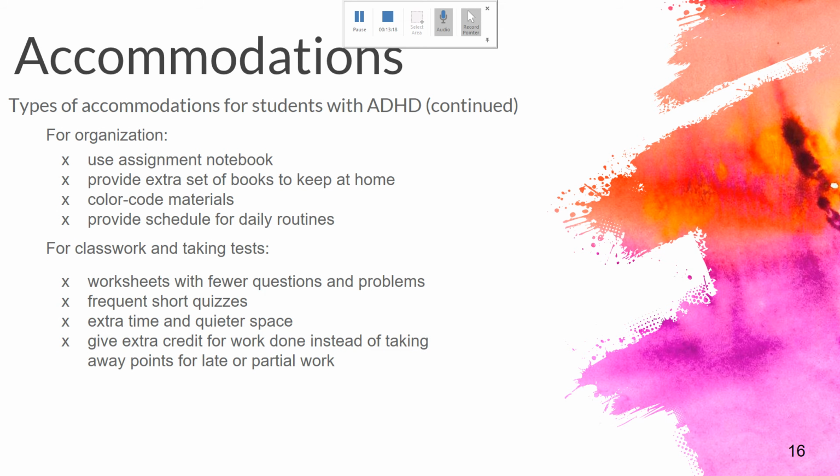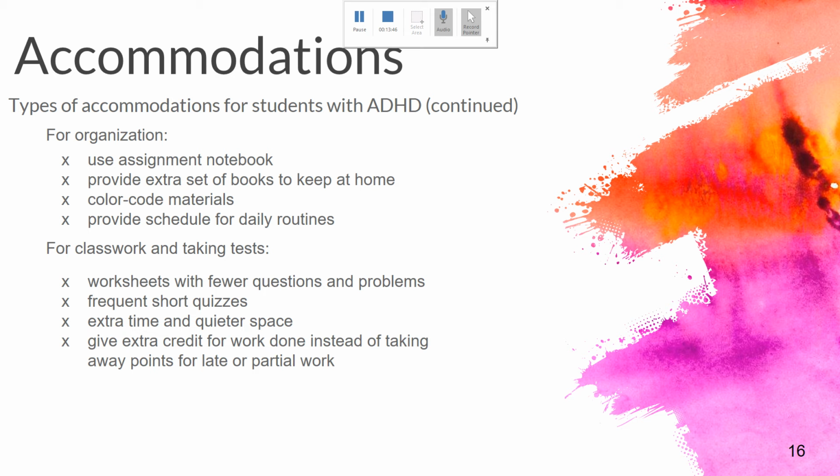Some other accommodations. So for organization, teachers can use assignment notebooks that are specific to the assignment or specific to the subject. They can also provide an extra set of books to keep at home. So students with ADHD struggle with keeping up with things. So if they just had a set of books that they kept at home and a set of books that they kept in school, that takes out the losing of the books.